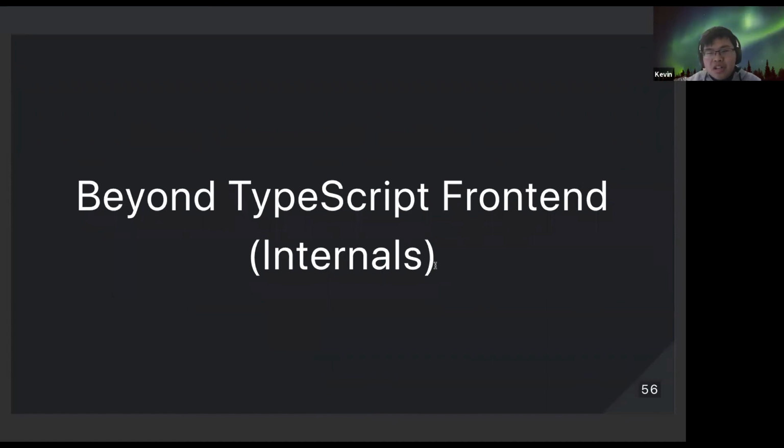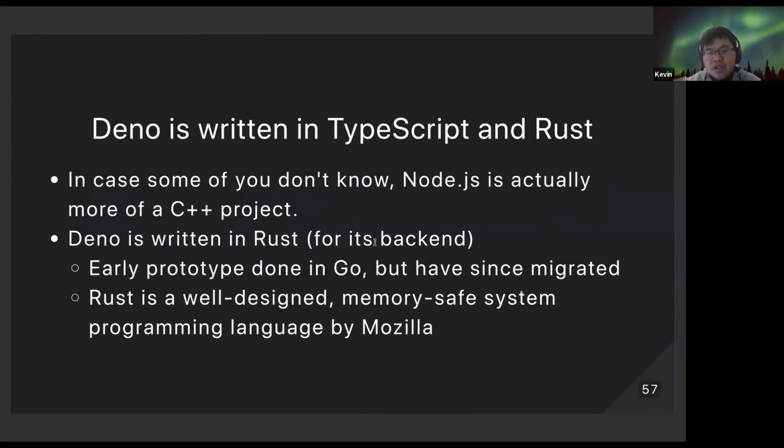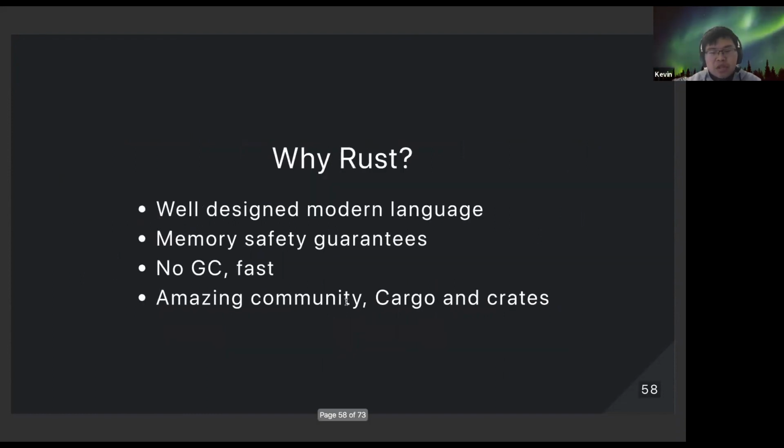Originally I wanted to talk a lot about TypeScript and the internals of Deno, but I don't think I have enough time, so I'm just going to quickly go through it. Deno is written in Rust instead of C++, which is mostly what the backend of Node is written in. We think it's pretty nice. It's no longer in Go. The original prototype was in Go, but now it's fully in Rust, and it has pretty nice properties like memory safety and thread safety built into the language itself. It also has no GC, so we don't want to have double GCs. That's why we switched from Go to this.